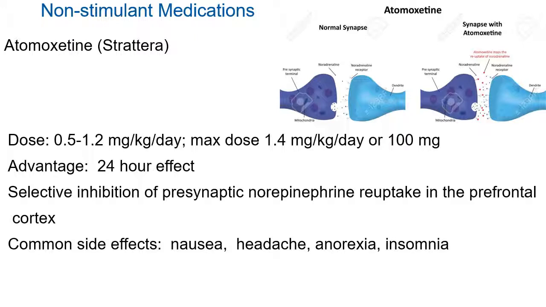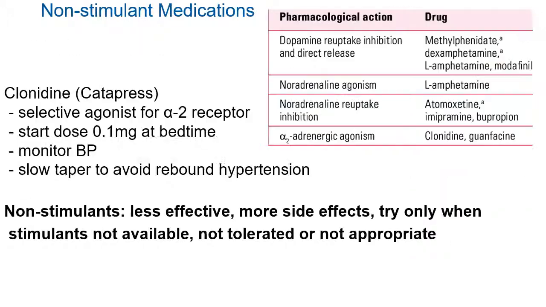So a non-stimulant medication that can be used in the treatment of ADHD includes atomoxetine. Now, atomoxetine is an SNRI. It has a 24-hour effect, so it can be dosed once daily. Some side effects include anorexia and insomnia.